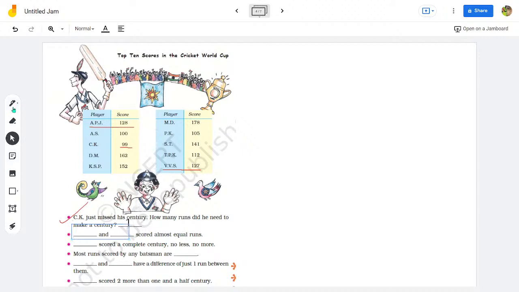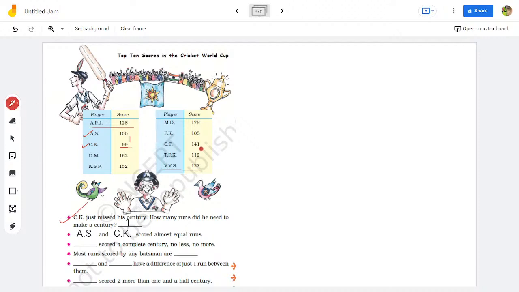You might question me about AS and CK. Have a look at AS and CK, they have just a difference of 1. So we can say AS and CK have almost equal runs. We can write AS, CK. They have almost equal runs.